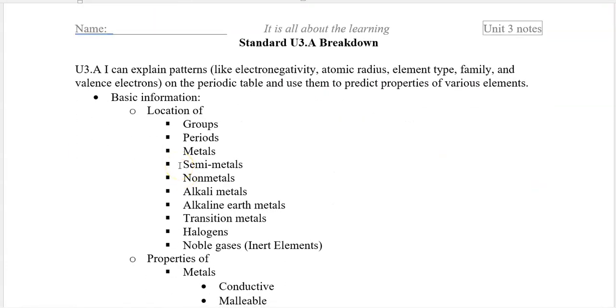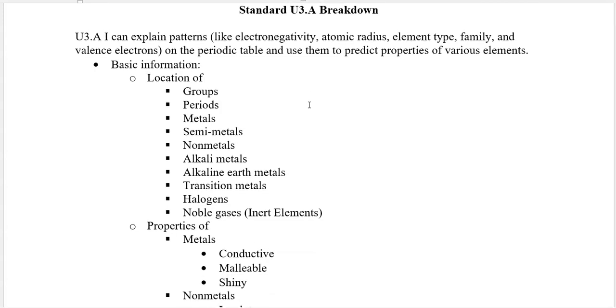So standard 8. This is our first one. Again, there's only 2. It says I can explain patterns like electronegativity, atomic radius, element type, family, and valence electrons on the periodic table and use them to predict properties of various elements.